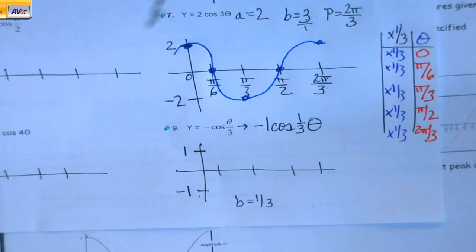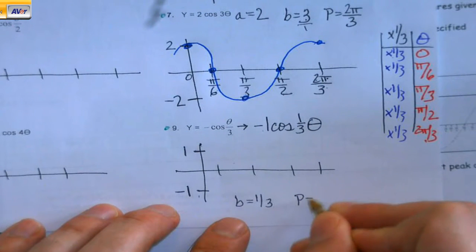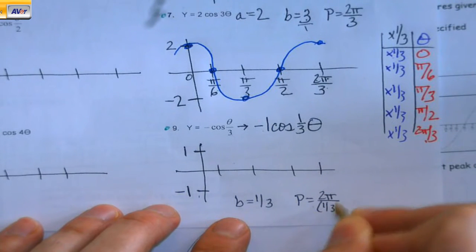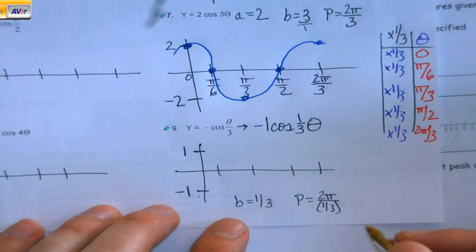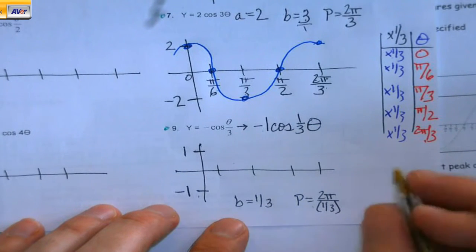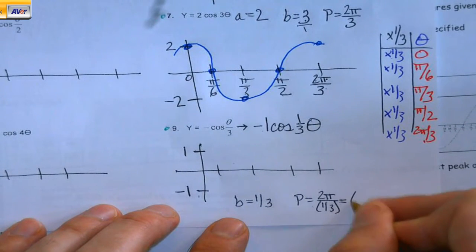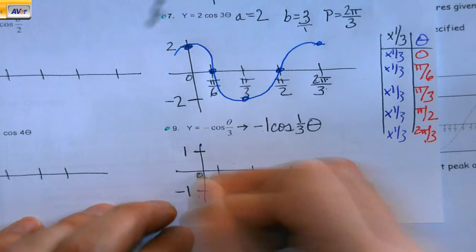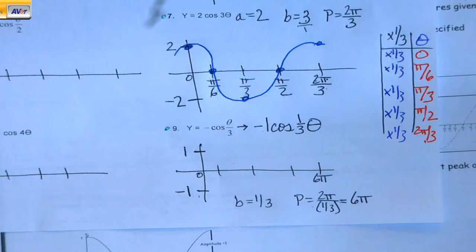So my period is 2 pi over b, and dividing by 1/3 is the same as multiplying by 3. So 6 pi is going to be my end value.